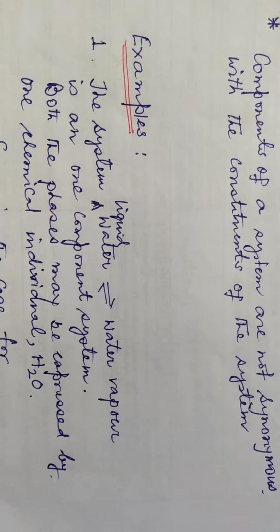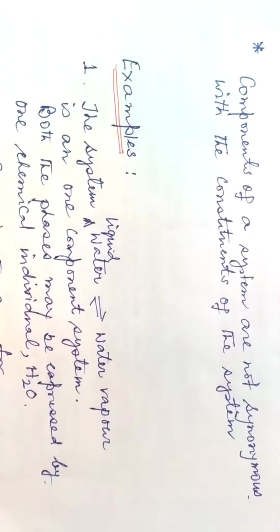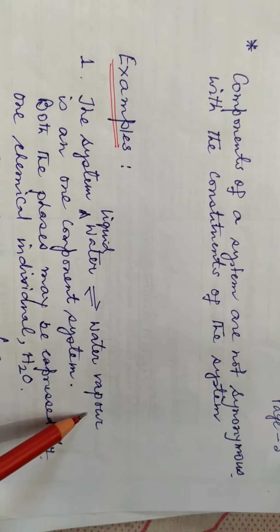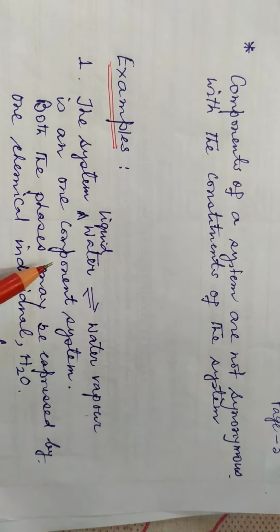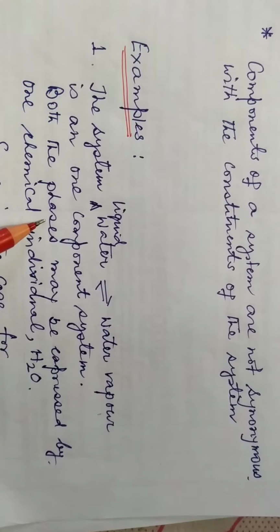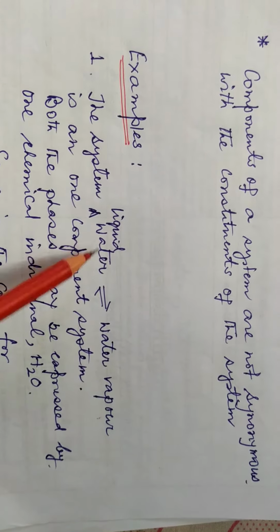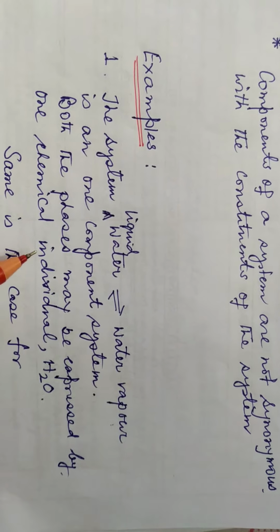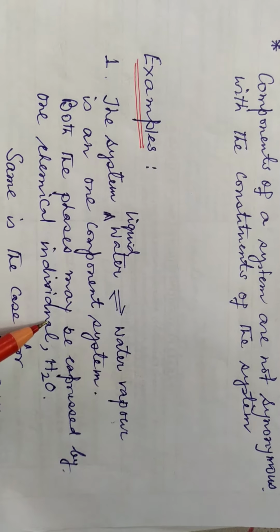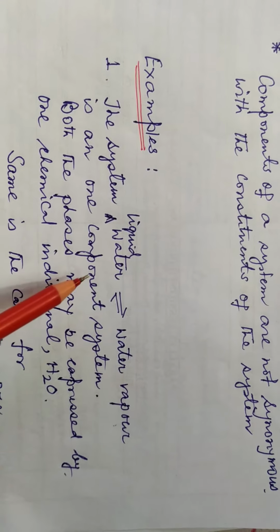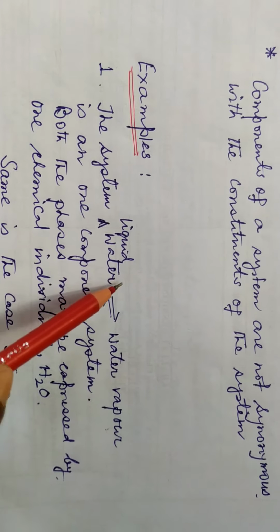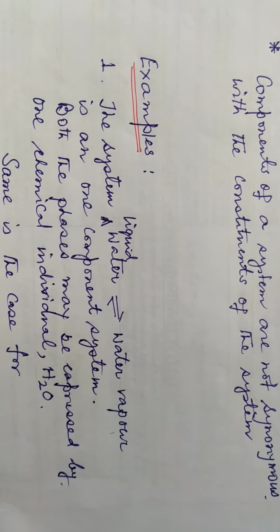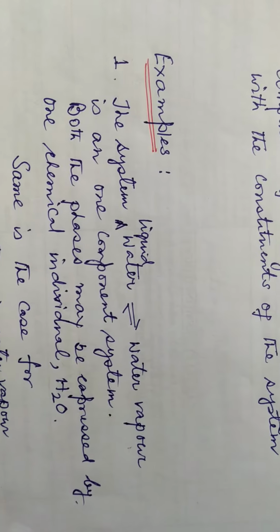The first example. Let us take the system of liquid water in equilibrium with water vapor. It is a one component system. Why? Both the phases, the liquid phase and the vapor phase, may be expressed by one chemical entity, that is H2O. That is, the water phase can be expressed as H2O, and the vapor phase can also be expressed as H2O. So this is a single component system.